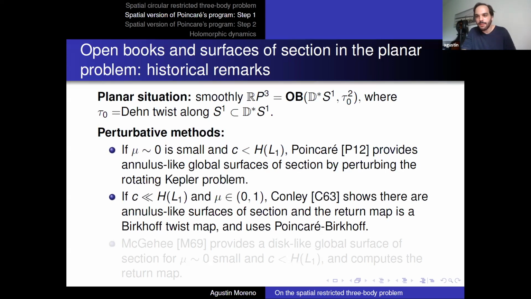Roughly speaking, 50 years later, Conley did a similar thing, but for a different perturbative situation. So rather than taking mu to be small, you can take it to be whatever, but C has to be very, very negative. So you're very, very close to the Kepler problem. Conley also gives us an annulus-like surface of section and proves that the return map is a Birkhoff map, so a twist map, and then hits it with Poincaré-Birkhoff and gets plenty of orbits. So he found these long Conley orbits in the planar problem.